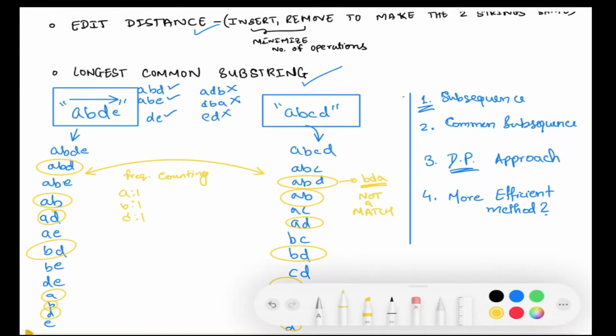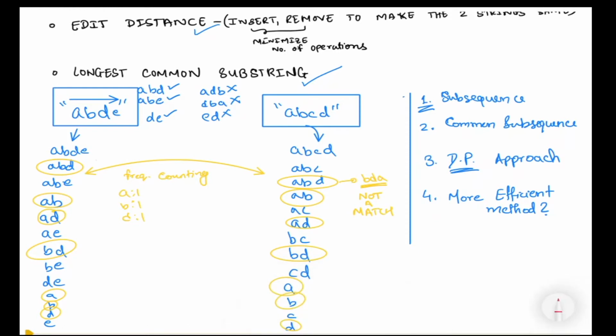But that is also not a solution, because ABD can be BDA, and even though the frequency is the same, the order is different, so they are not a matching subsequence. So frequency counting is flawed. We can't even use frequency counting, even when we have exhausted so much time listing out all the common subsequences.